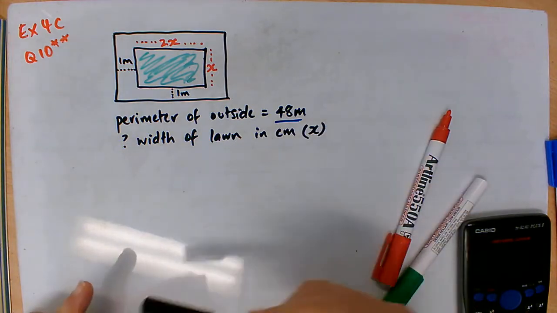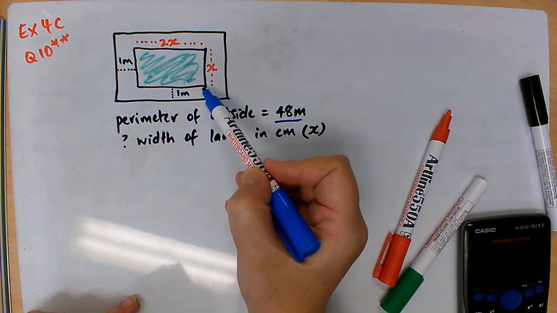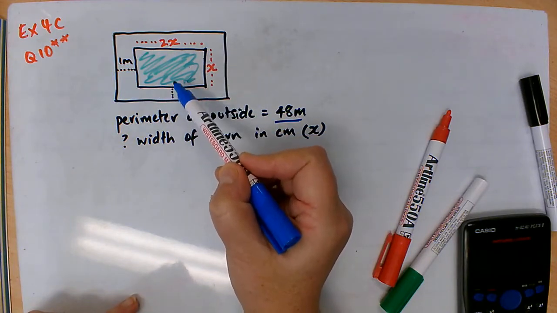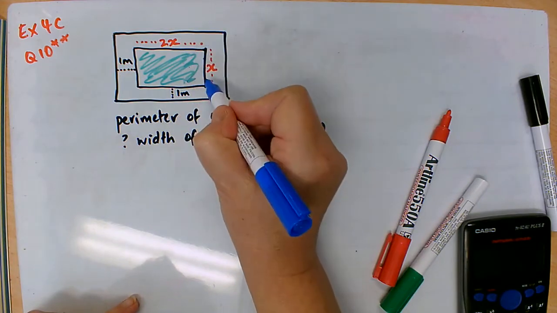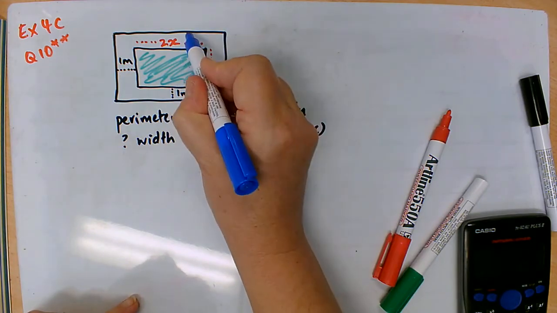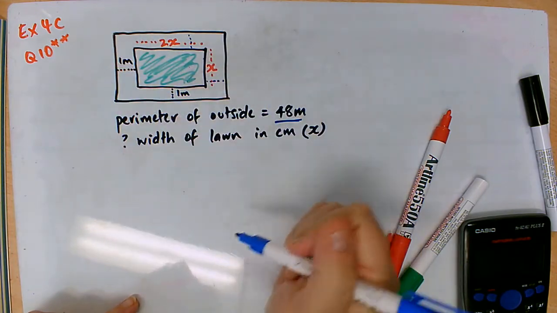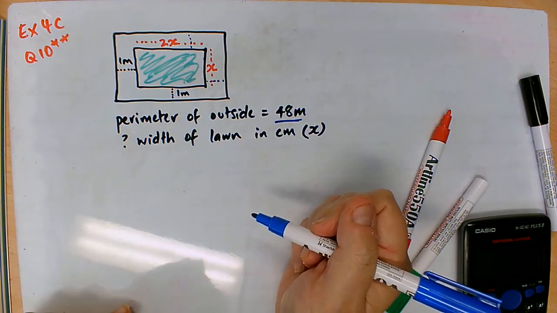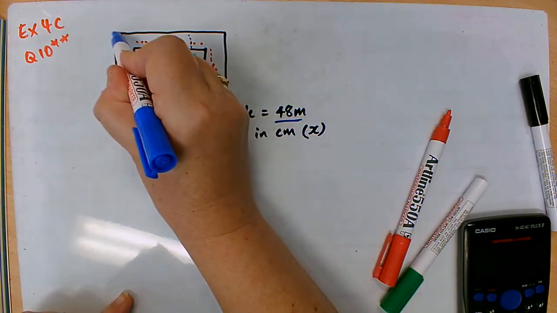Okay, so how are we going to approach this? Well, we know that this is 2x and this is x. We know it's a 1 metre path, so that 1 metre is going to be here, and it's going to be here as well. And we know that the distance all around is 48 metres. So we can actually write an equation. So I'm going to start here.